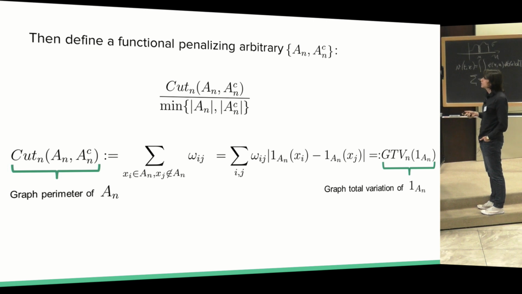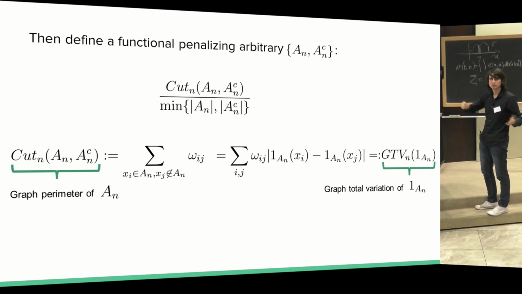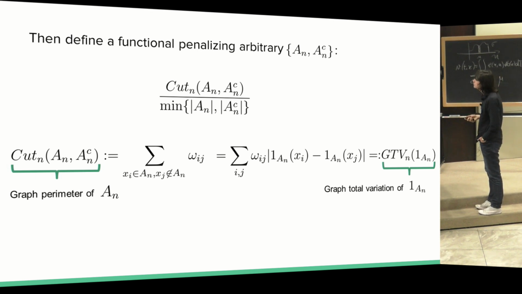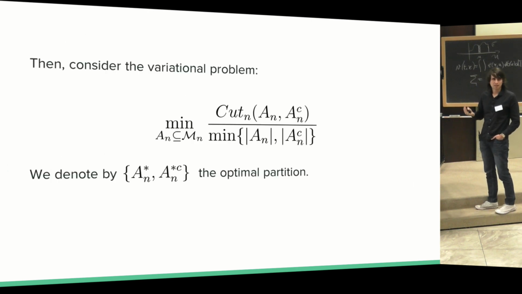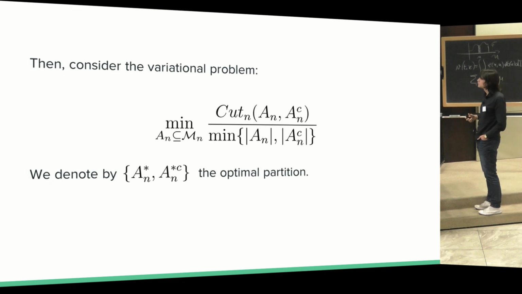The denominator is there because you want to force partitions to be balanced. You don't want to have a partition into all points except one, because that's not meaningful. So that's why you put something like this. And then you say, let's forget for a moment about the computational aspect. At least mathematically, let's just consider the minimization of a problem like that. Okay, so that's a Cheeger cut.